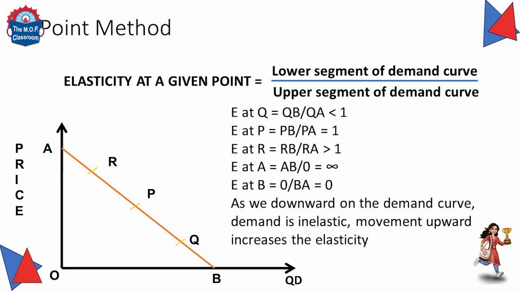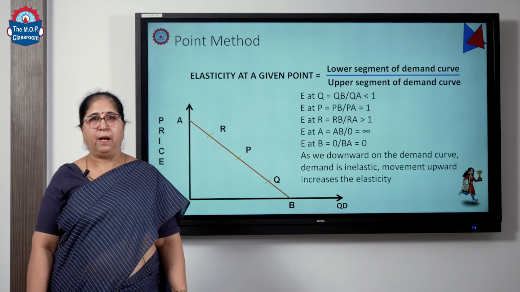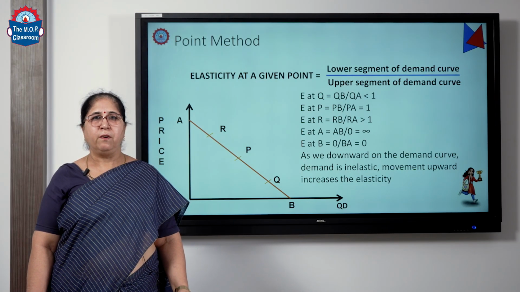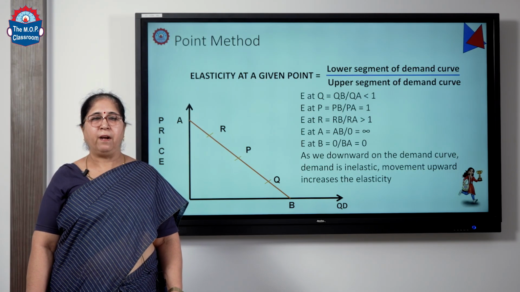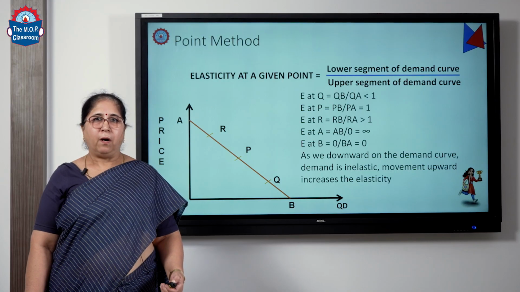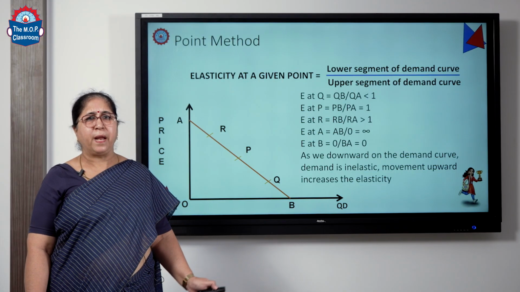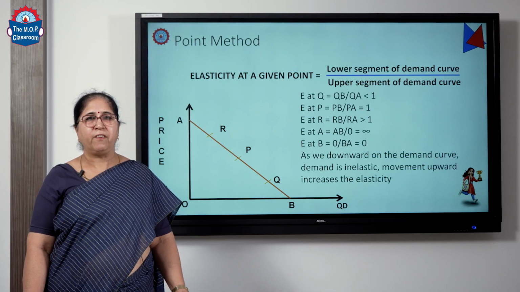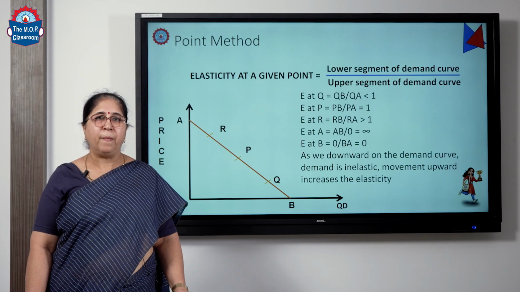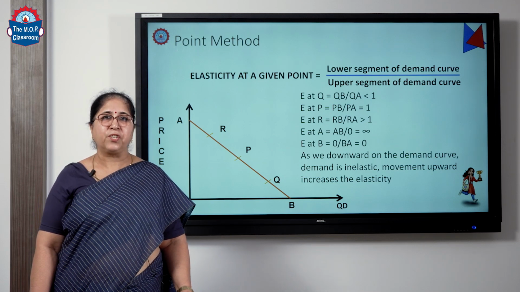Let us look at the second method, the point method, to measure price elasticity of demand. In this method, we measure price elasticity of demand at a point on the given demand curve. Let us assume in this case that AB is our demand curve, and we have different points plotted on this demand curve to understand how demand is elastic at each given point.